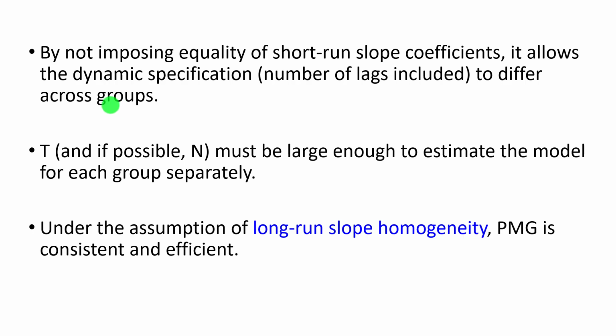Now, what that means is that the number of time periods in your data set must be large enough to estimate the model, the short-run model that is, for each group separately. And so under the assumption of long-run slope homogeneity, the pooled mean group will produce estimators that are consistent and efficient.